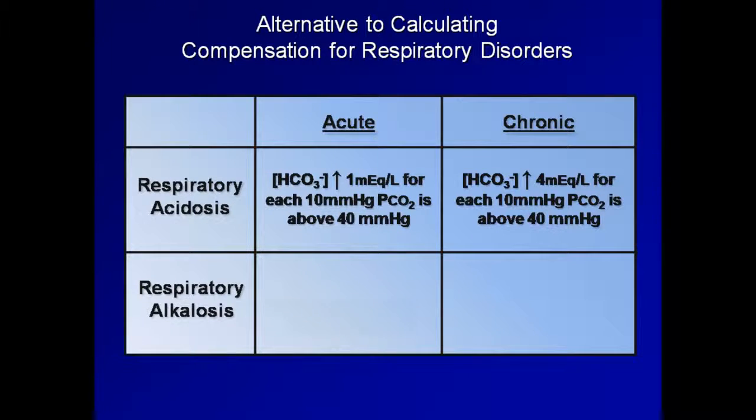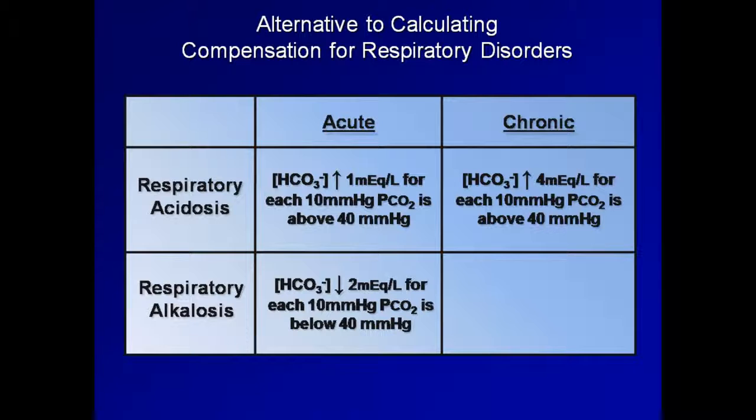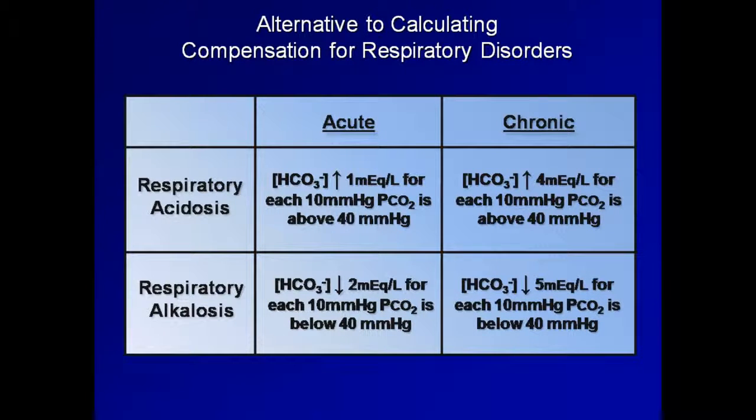For an acute respiratory alkalosis, bicarb should decrease 2 for each 10 the PCO2 is below 40. And finally, for a chronic respiratory alkalosis, bicarb should decrease 5 for each 10 the PCO2 is below 40. The astute viewer may recognize that these shortcuts are actually mathematically equivalent to the equations presented on the last slide, but most people find it easier to remember these relationships when it's presented in this manner.